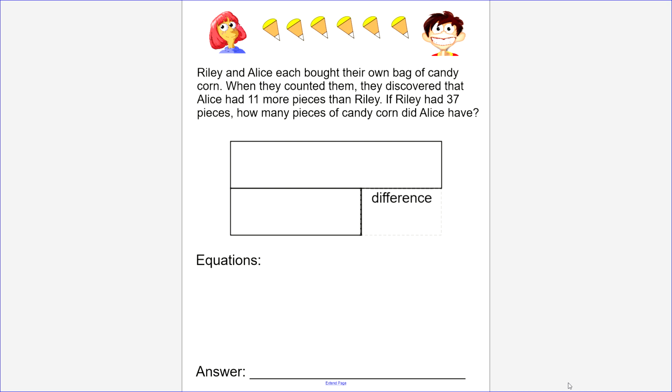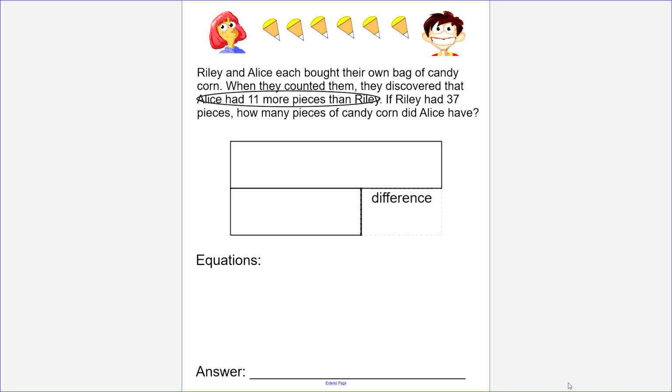When they counted them, they discovered that Alice had 11 more pieces than Riley. If Riley had 37 pieces, how many pieces of candy corn did Alice have? I can clearly see that one of the pieces of information is that Alice had 11 more pieces of candy than Riley. Now, I notice right away that that piece of information isn't telling me how much candy Alice has, it's telling me that Alice has more than Riley.